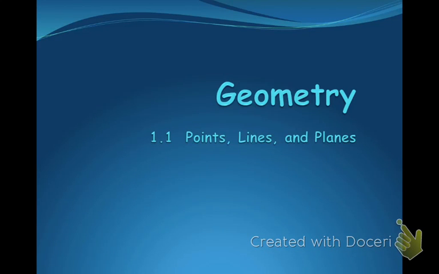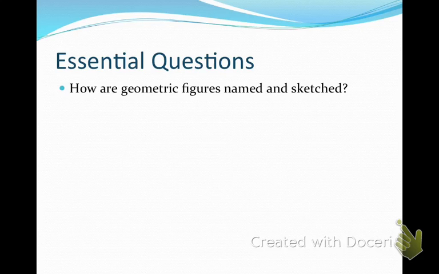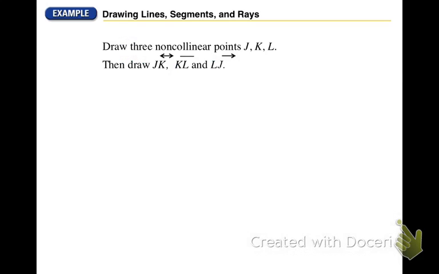This video goes along with examples that have to do with points, lines, and planes. And these examples will try to answer the essential question, how are geometric figures named and sketched? First example, draw three non-collinear points, J, K, and L.